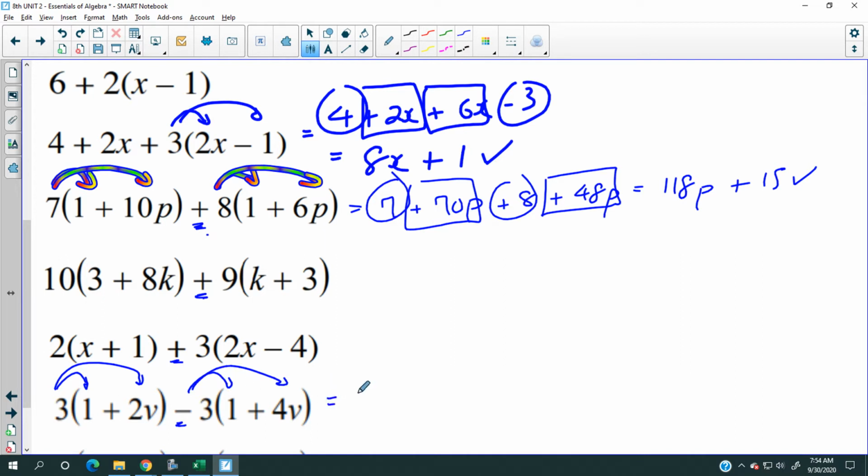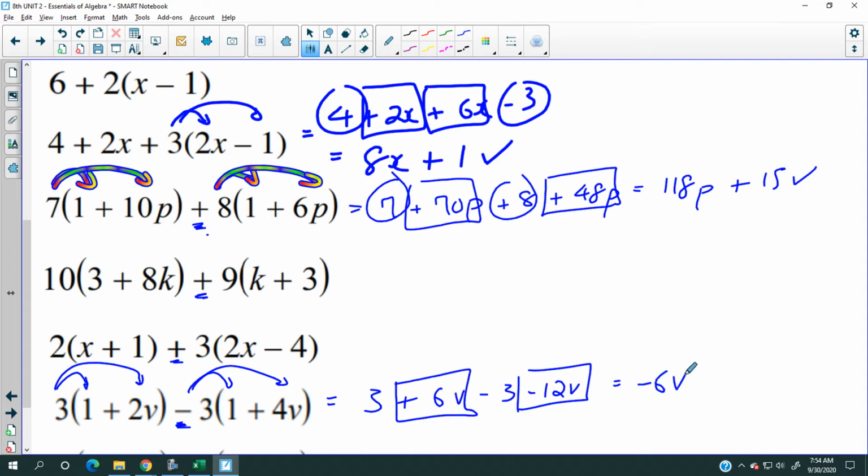So that's 3 times 1 is 3, plus 3 times 2v is 6v. Now here you've got to be careful. That's a -3 that you're distributing. It's not any old number 3. So -3 times 1 is -3. -3 times 4v is -12v. All right, combine like terms. So that is 6v minus 12v, which is -6v. 3 minus 3 cancels out. Not bad.